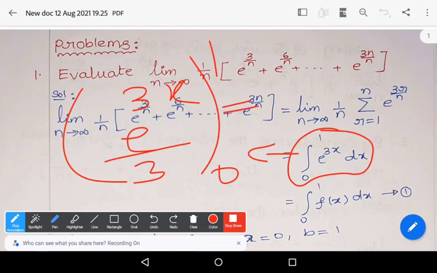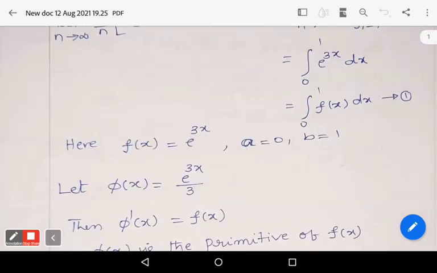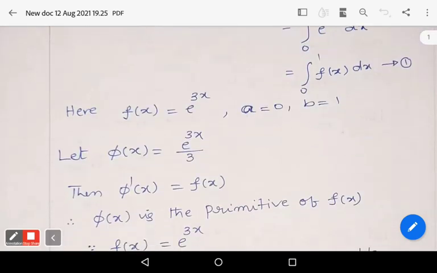You simply get e power 3 minus 1 by 3. But we solve this problem by using the fundamental theorem of integral calculus.